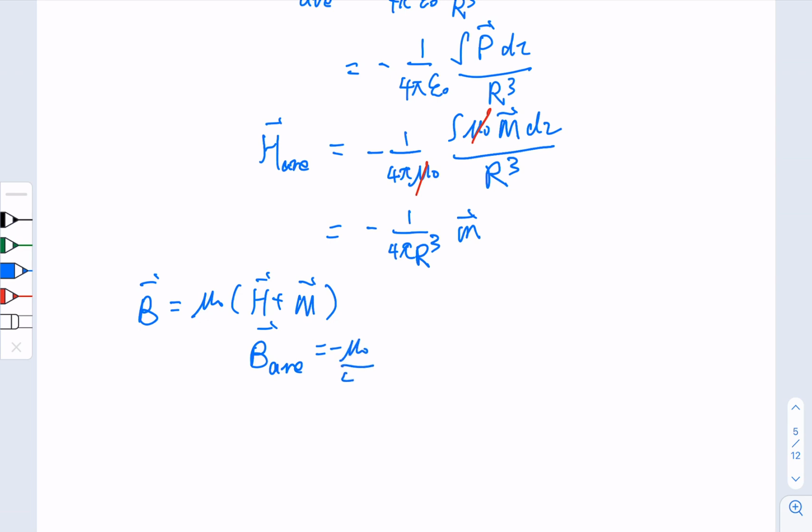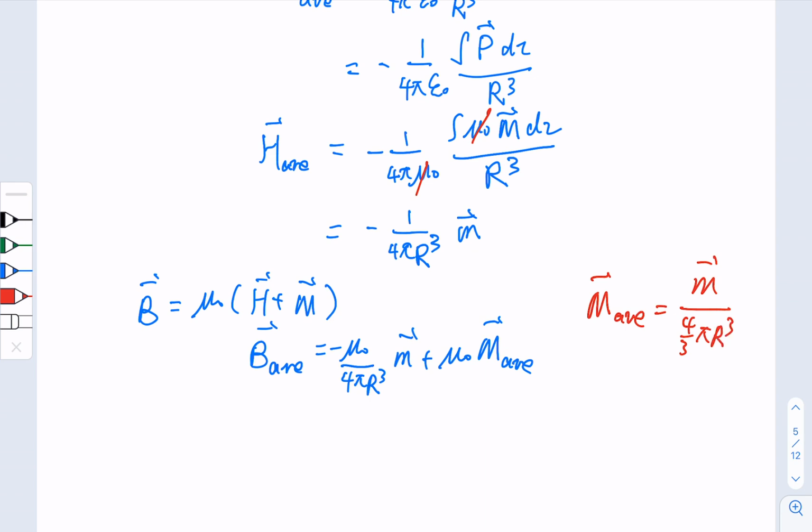So it's, plus the mu naught M average. And this M average is simply the total M divided by the volume. So it's 3/4 pi r cubed.